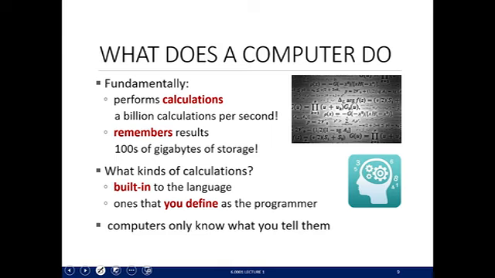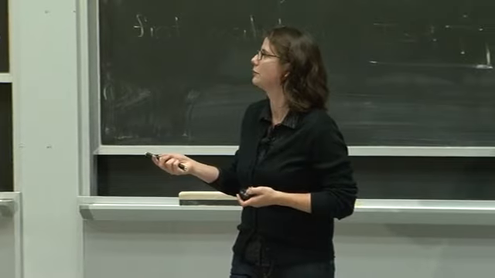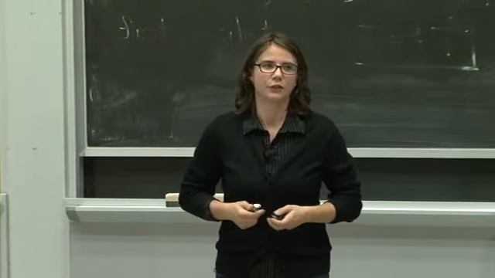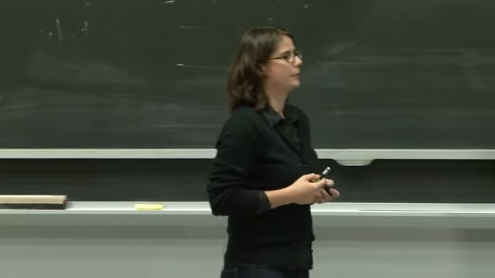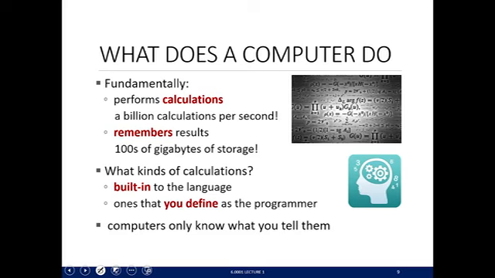It performs these calculations and it has to store them somewhere, right? It stores them in computer memory. So a computer also has to remember results. And these days, it's not uncommon to find computers with hundreds of gigabytes of storage. Okay? So the kinds of calculations that computers do, there are two kinds. One are calculations that are built into the language. So these are the very low-level types of calculations, things like addition, subtraction, multiplication, and so on.